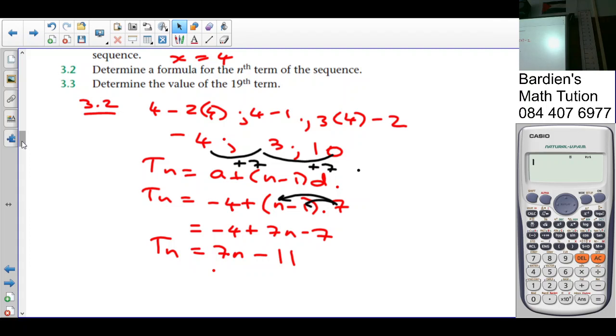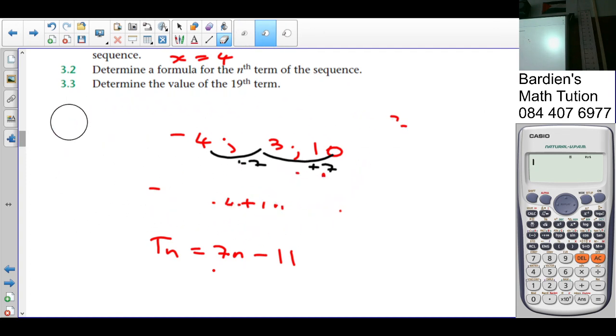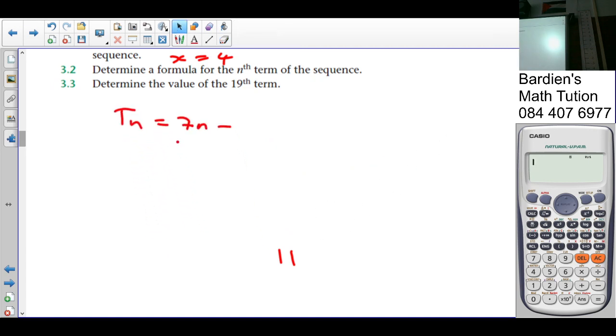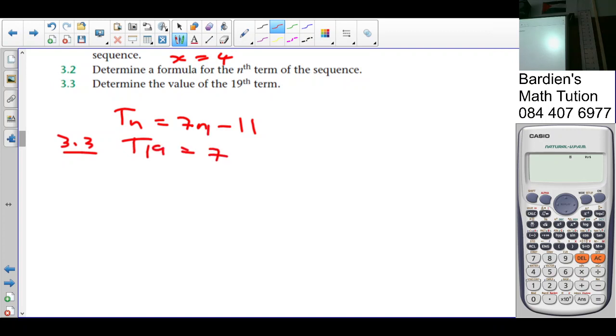Right. Determine the value of the 19th term. They want to know the value of the 19th term. So the 19th term is T19. So it's 7 times 19 minus 11. 7 times 19 minus 11 gives an answer. 122. You all agree with that?